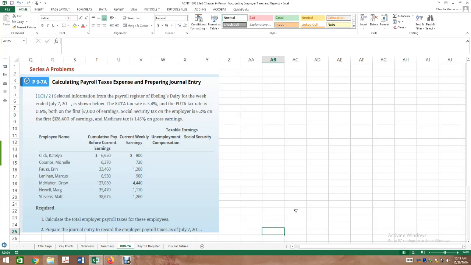So, let me go ahead and read over the problem. This is coming from the end of your chapter. You can find this in your ebook, or if you prefer, you can just print out this page. That way you can follow along as I am working out the problem, and you don't have to be flipping back and forth. The problem that we're going to be doing is problem 9-7A.